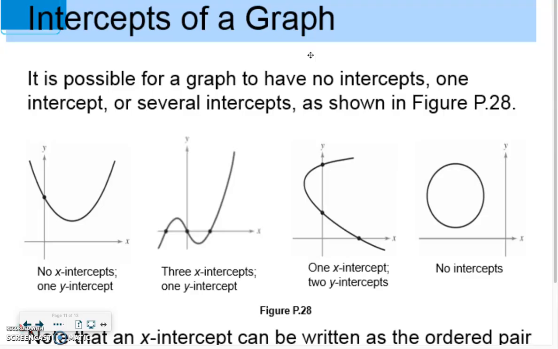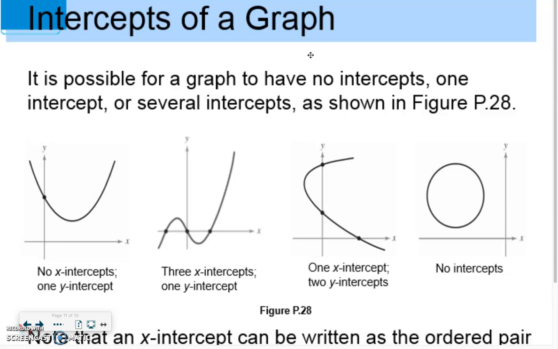So we have a situation, like this first one on the left. We can see that there's a y-intercept, but no x-intercepts. This other one, it looks like we have 3 x-intercepts, 1 y-intercept. This third one, we have 2 y-intercepts, 1 x-intercept, and then over here, the fourth final one, there are no intercepts of any type whatsoever.